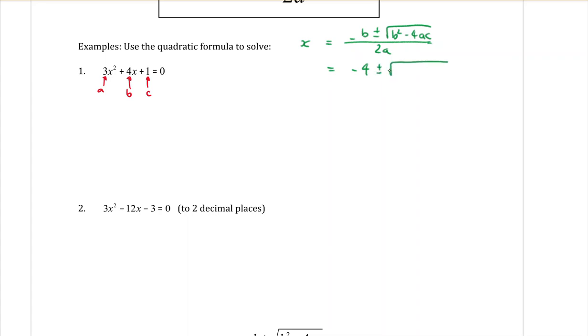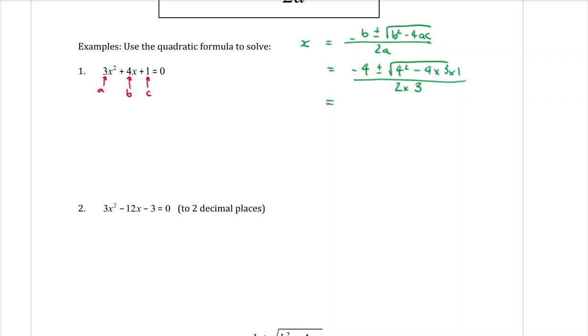Big square root sign. Then the b squared, so b is still 4, so it's going to be 4 squared minus 4 times a, which is 3, and c, which is 1, all over 2 times a, and a is 3. Is that okay, everyone? We're just subbing those numbers in.